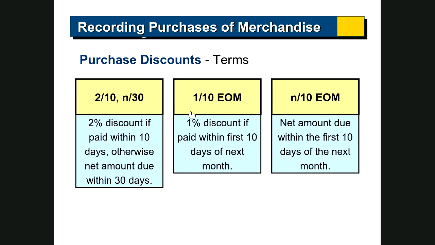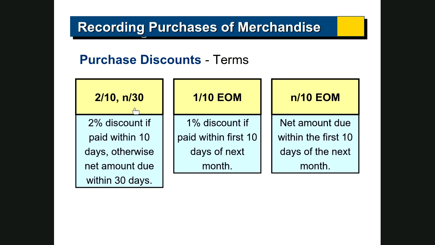Then there is something called 1/10 EOM. The way we read it is 2/10, n/30. When an accountant says the credit term is 2/10, n/30, it means 2% discount within 10 days, net amount if paid within 30 days.